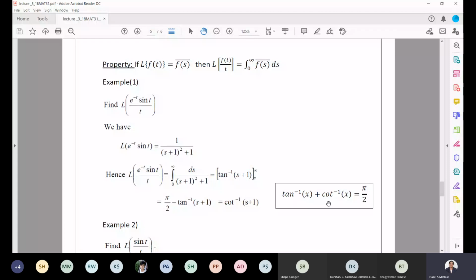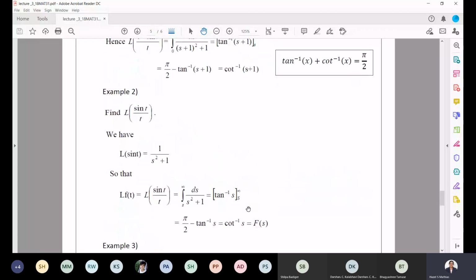And you have this identity, that is tan inverse of x plus cot inverse of x is pi by 2. So you have over here pi by 2 minus tan inverse of x. So that is nothing but cot inverse of x. Making use of this, pi by 2 minus tan inverse of s plus 1 will be cot inverse of s plus 1. We'll discuss one more problem.